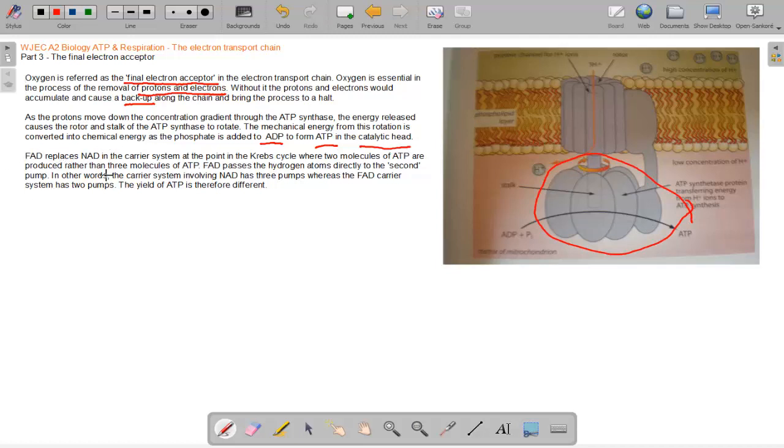FAD replaces NAD in the carrier system at the point in the Krebs cycle where 2 molecules of ATP are produced rather than 3 molecules of ATP. FAD passes the hydrogen atoms directly into the second pump. In other words, the carrier system involved in NAD has 3 pumps, whereas the FAD carrier system has 2 pumps. So therefore the yield of ATP is different. So NAD is probably preferred if you want more energy.